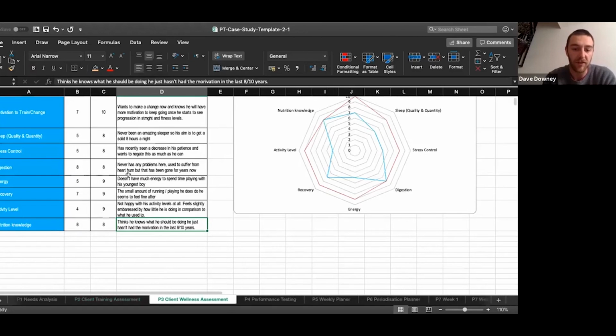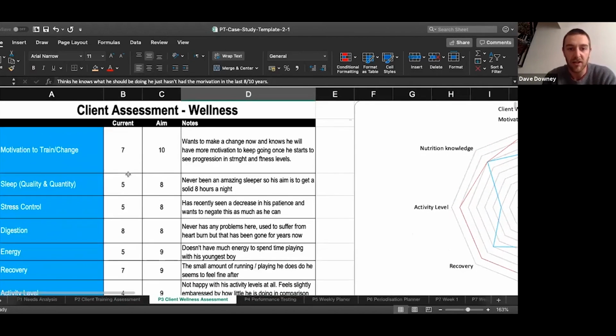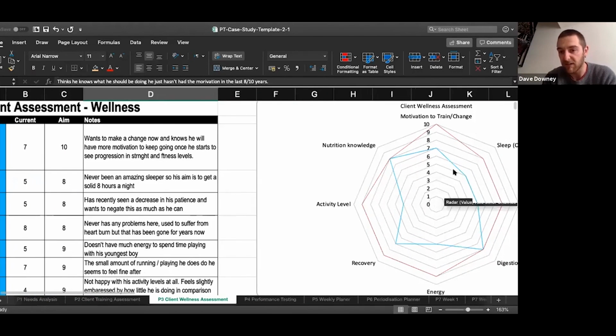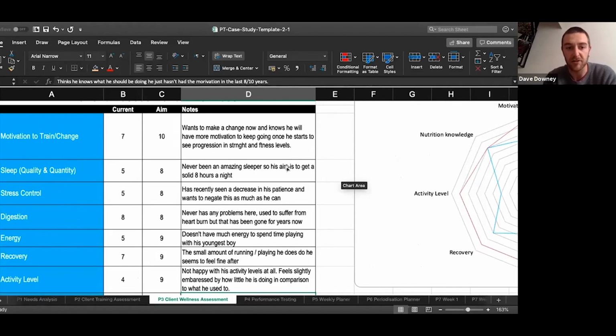So when we move forward to your client wellness assessment, I'll zoom in a little bit here so you can see it. These are really nice ones to link in, and we obviously have this algorithm here, so it maps it for you on the case study. So, motivation to train and change, basically. Currently he's at a 7 and he wants to be fully up at a 10.